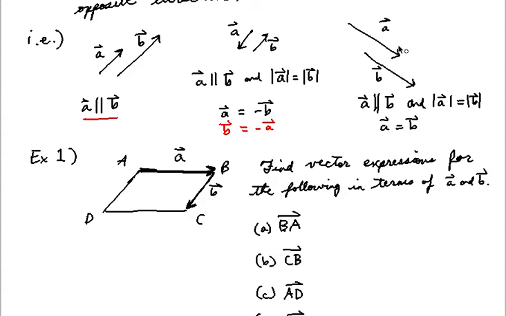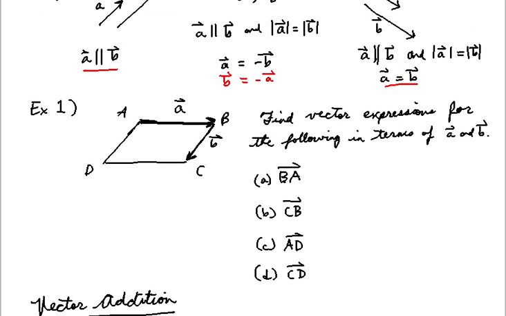From this picture, I would say that vector A and vector B are the same vector, or they're equal vectors, since they are going in the same direction, they are both parallel, and they have equal magnitudes. All right, let's look at one more example here on the basics of vectors, and then we'll move into addition and subtraction.